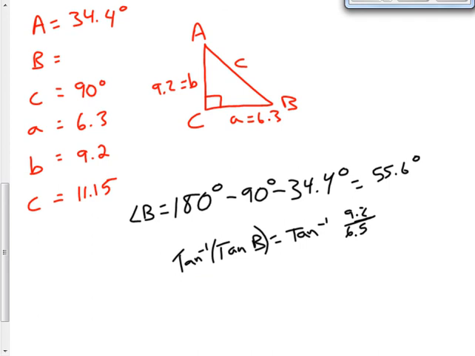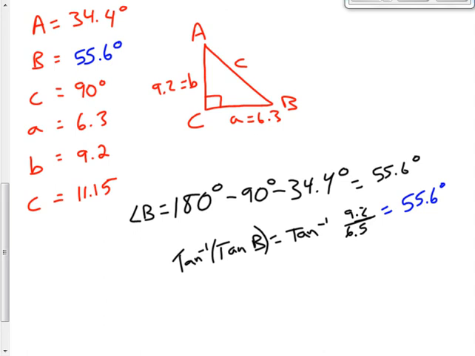So we end up doing tangent inverse of that fraction flipped over. So 9.2 divided by 6.3 instead of 6.3 divided by 9.2. And I end up with 55.6 degrees that way as well when I round it. So it doesn't necessarily matter which one you use in this case, because ultimately the inside of that triangle has to be equal to 180 degrees.